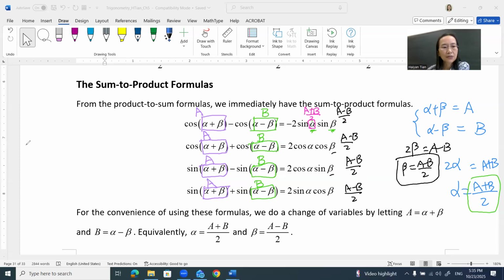Because we're doing the change of variable, alpha and beta should disappear from the formulas. Alpha is half of A plus B. Beta is half of A minus B. Now after changing, the look of the four formulas will be different, but they're essentially the same formulas with different names and more friendly. So let me give you a clean version of these four formulas.